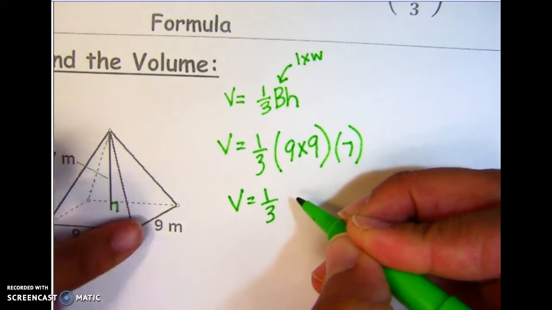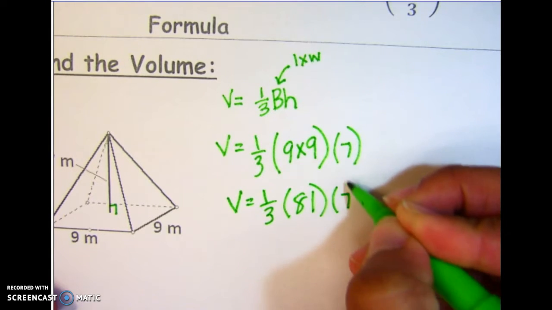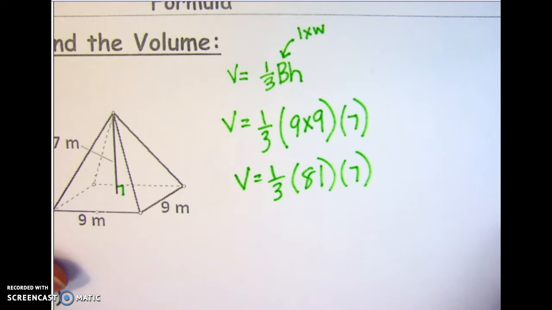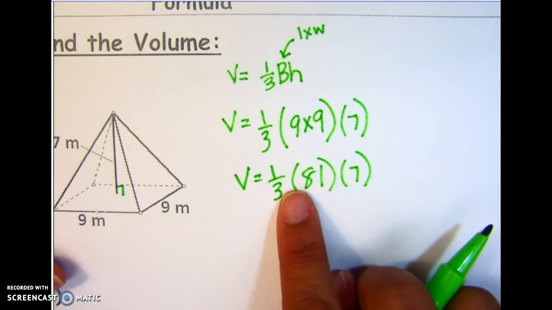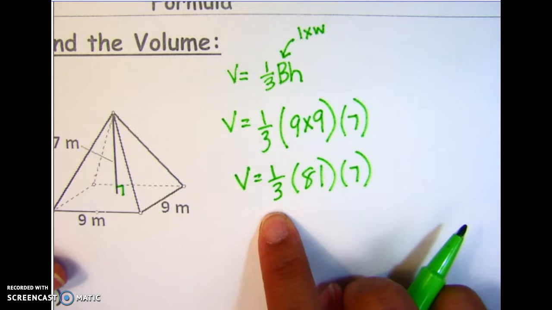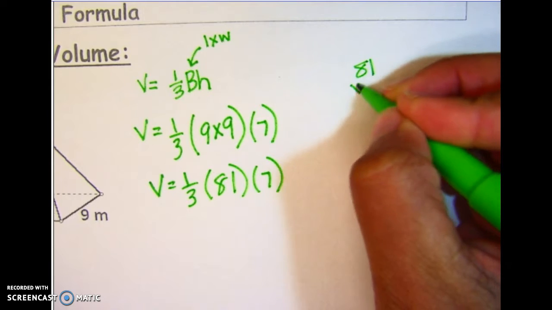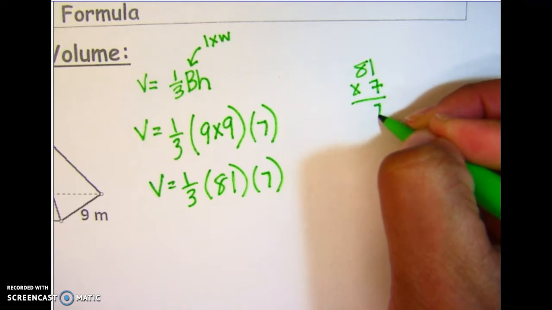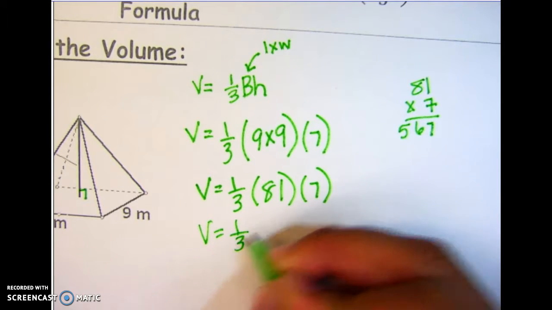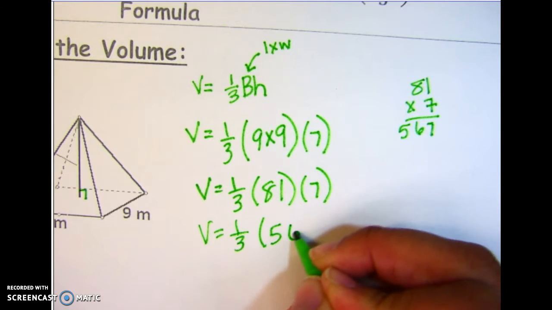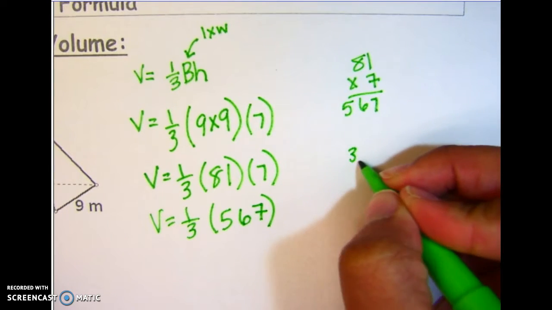So my base, the area of this bottom, is 81. And my height is still 7. At this point, if you want to do 1/3 of 81 and multiply by 7, that's fine. Or if you want to multiply 81 times 7 and divide by 3, that's fine too. So my volume is 1/3 of 567. And you could divide that by 3.